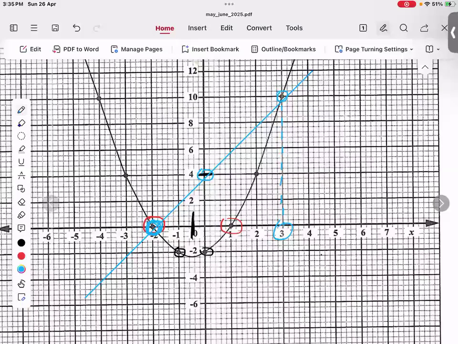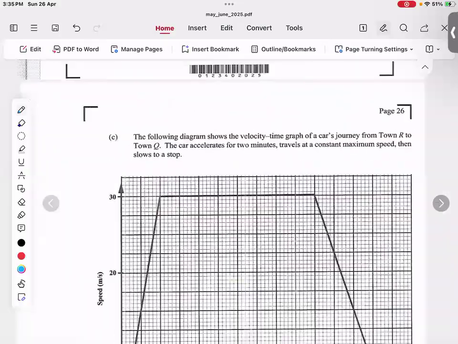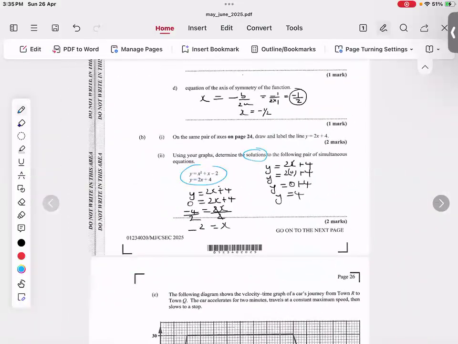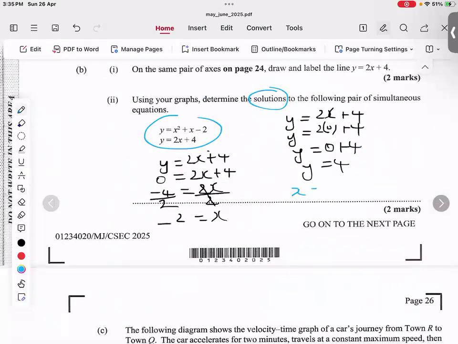So the blue line is basically crossing the curve at 3, because it crossed the curve up here, and this number right here is 3, and it crossed the curve down here, where that number is -2. So it's crossing at -2 and crossing at 3. Therefore, x is equal to -2 and y is equal to 3. That's where it intercepts the curve.